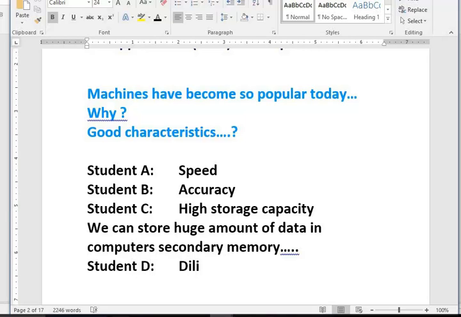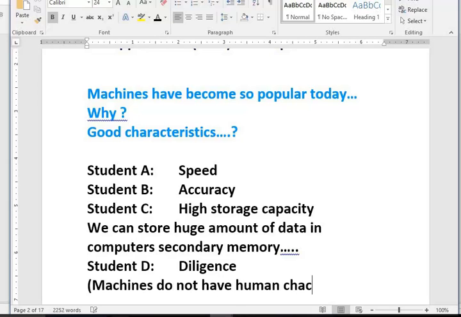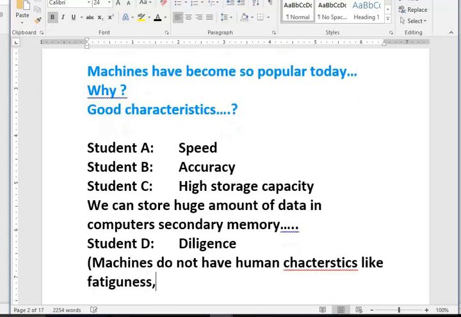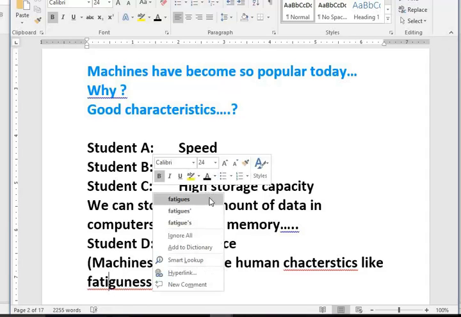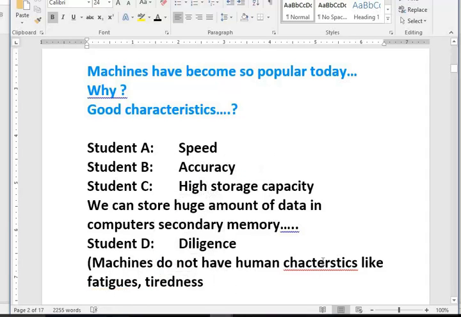Student D, can you tell me why the machines have become so popular? Sir, machines have the property of diligence, sir. What do you mean by diligence? Sir, machines do not have human characteristics like fatigue, tiredness. If we work continuously, sir, we feel tired. But if we use machines continuously, machines will not say we are tired, please turn off me. That is what we call the diligence property, sir. Oh, very good.